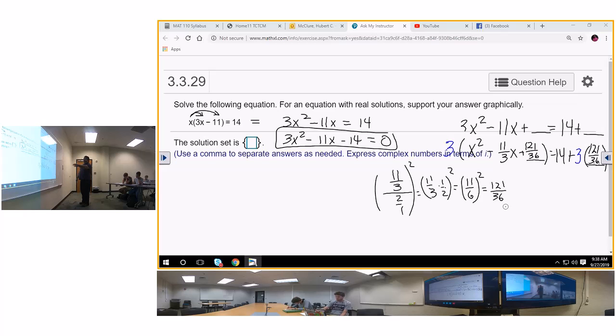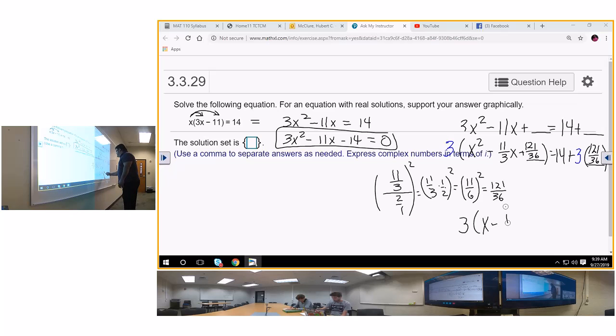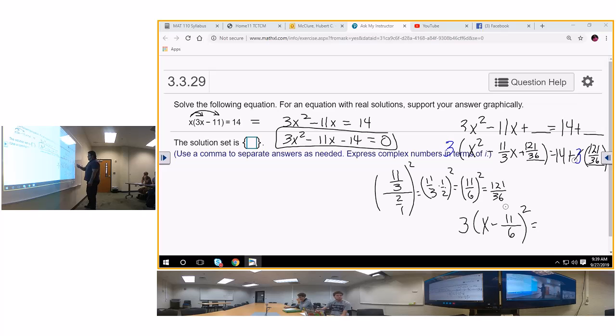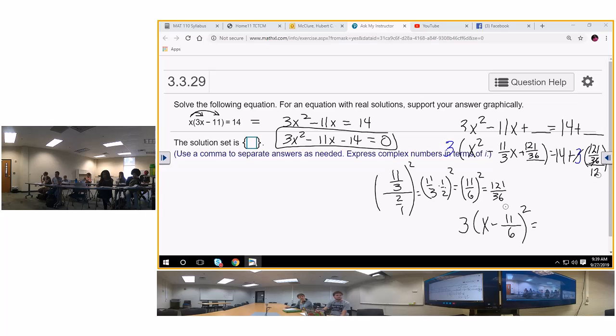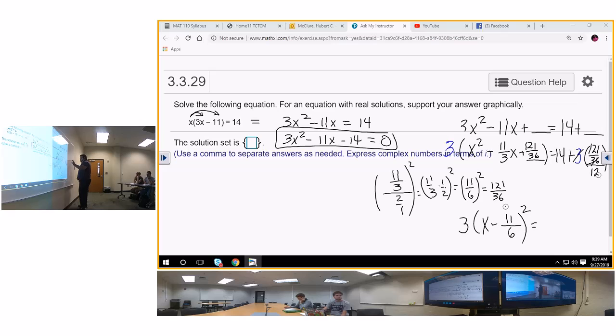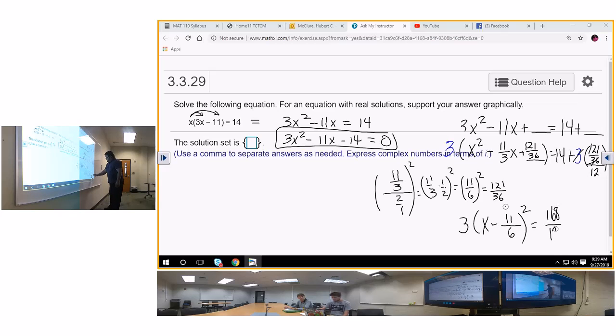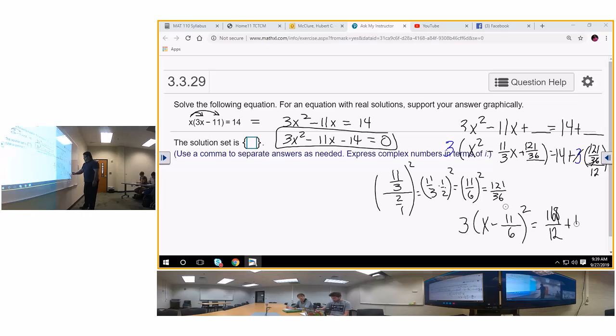So now shortcut number 1 or number 2 is going to give you 3 times x minus 11/6, quantity squared, is equal to, well, that 3 and that 36 will do what? Cancel. That'll be 12, okay? 14 times 12, well, 14 times 10 is 140, 168. Somebody help me out. 168 over 12. Somebody divide 168 by 12 and see if you get 14. Plus 121 over 12.